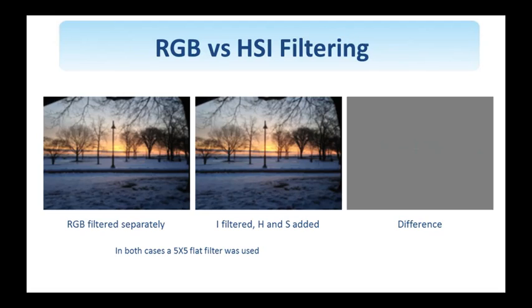So this is a simple example which clearly demonstrates that if this filtering or a similar operation is what we are interested in, then it would make sense to utilize the HSI representation and filter 1, the I channel, instead of 3 channels, the RGB channels.